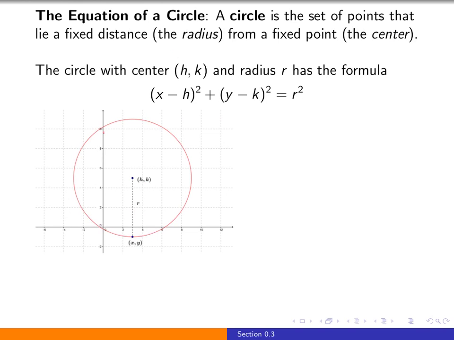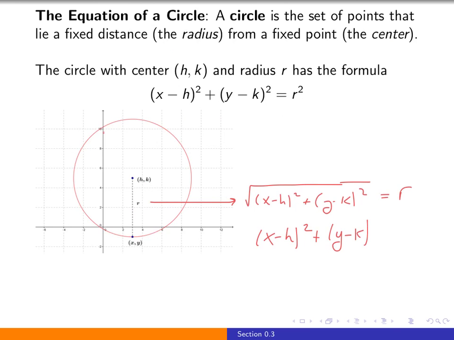Now to give you a very simple idea of where this equation comes from, if we apply the distance formula to the picture that we have, the distance between the point h, k and x, y is going to be r. So in order to find that distance, we take the square root of the difference of the x-coordinates squared plus the difference of the y-coordinates squared, and that is all equal to r. Now if we square both sides, we end up with exactly the formula for the circle.